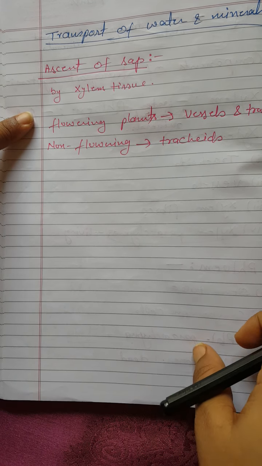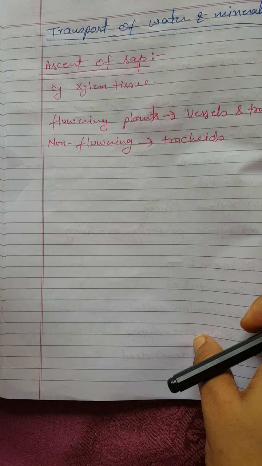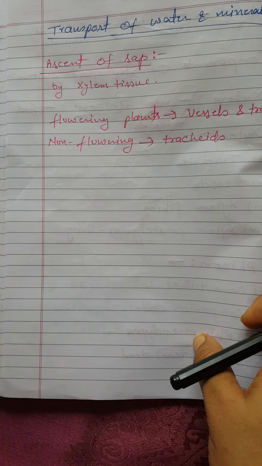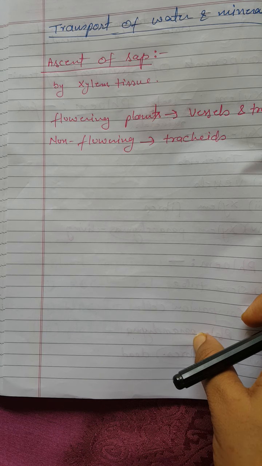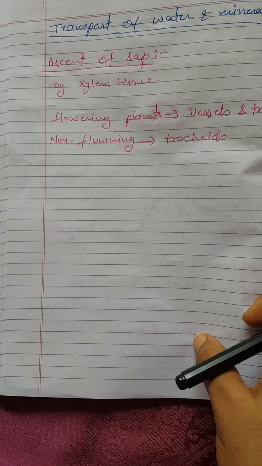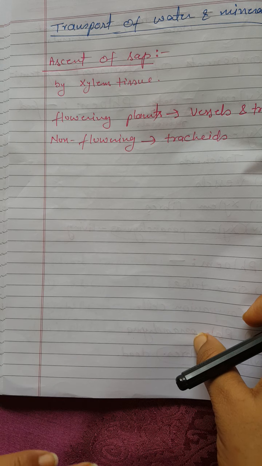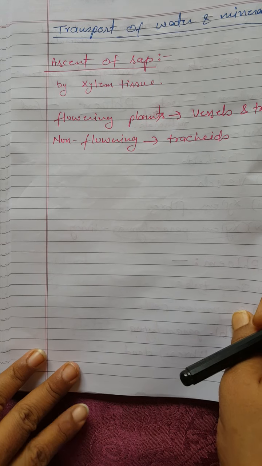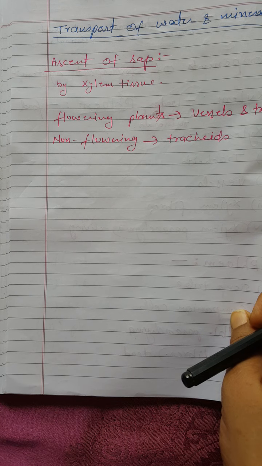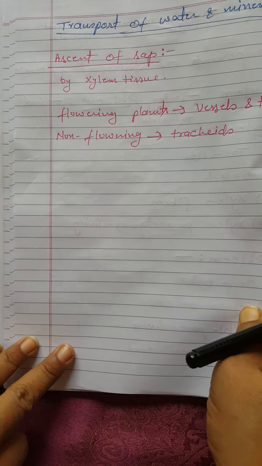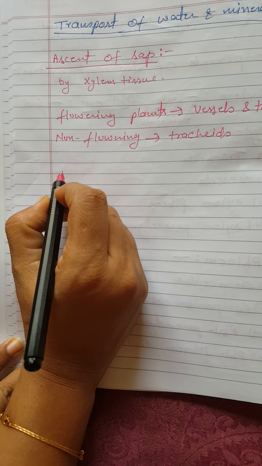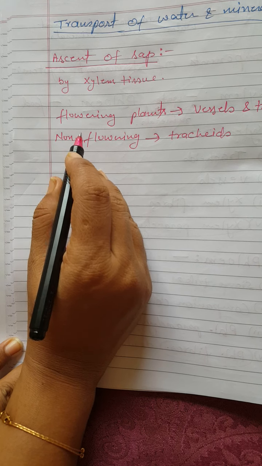As I said, these vessels and tracheids of the roots, stems, and leaves are interconnected. They are connected with each other to form a continuous system for the conduction of water, which reaches all parts of the plants. Generally, ascent of sap or movement of water and minerals is because of two things. Two forces are responsible for ascent of sap.